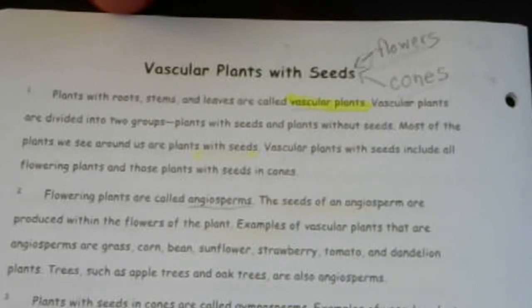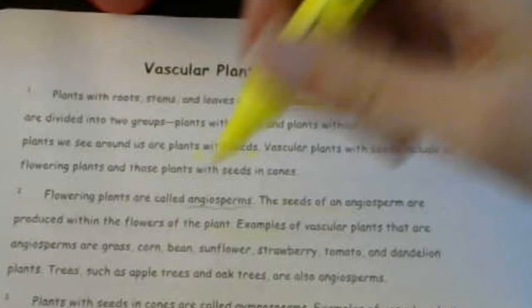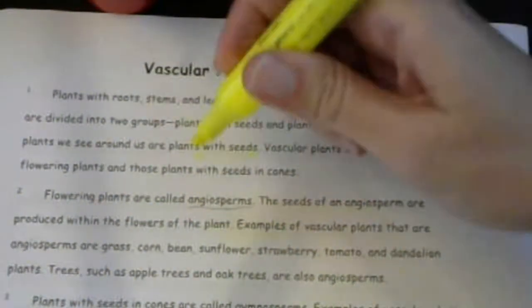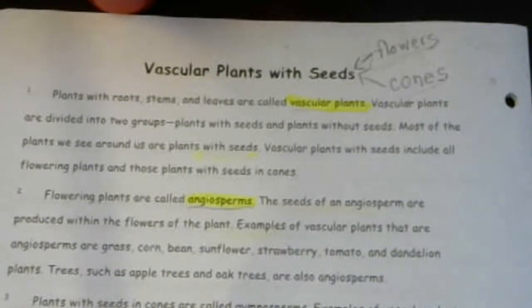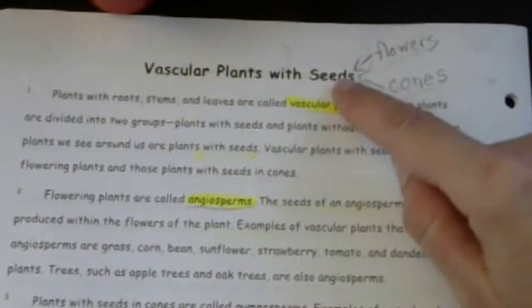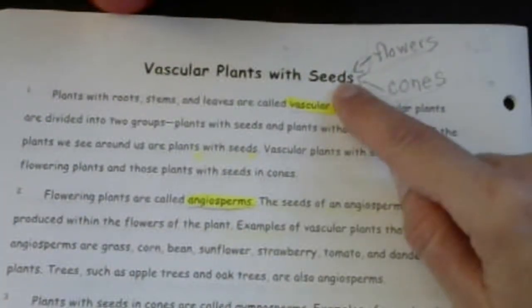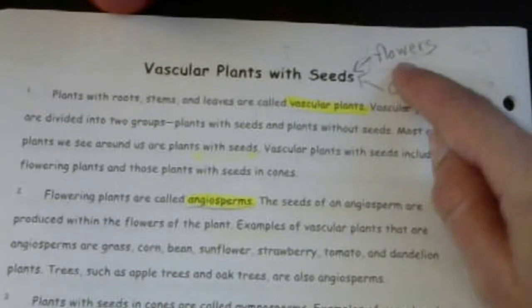Can you think what we should highlight in this paragraph? The most important word, what we are learning about? If you said angiosperms, you are correct. What are angiosperms? Flowering plants. And the seeds, just like we noted here, the seeds come from the flowers.